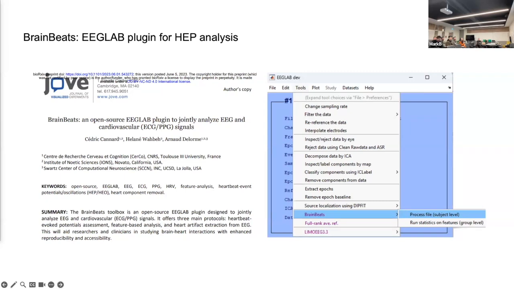So if you're interested, then you can try this brain digits plugin as well.